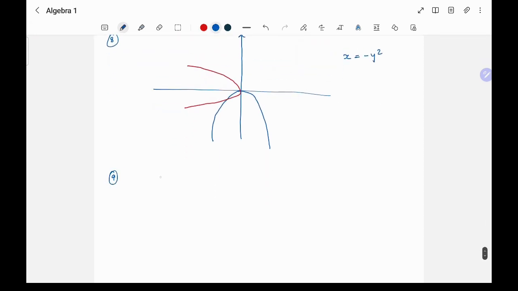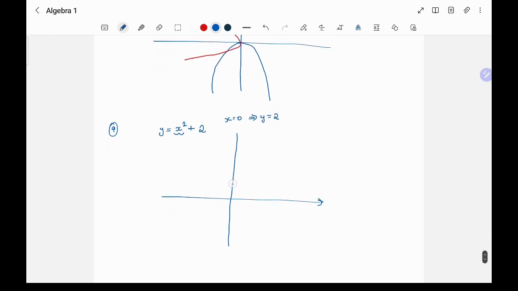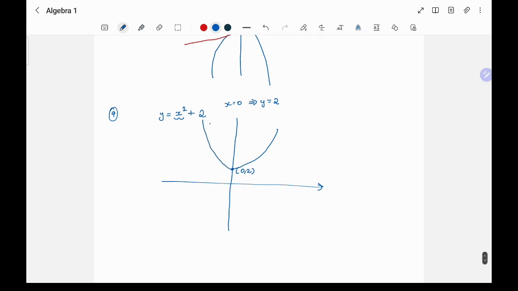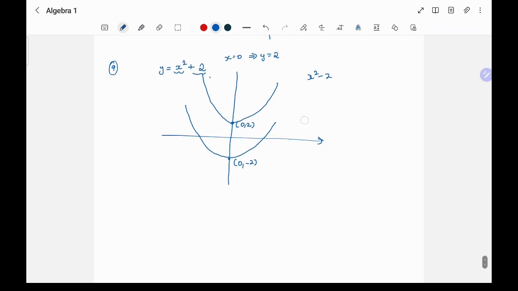Next. So y is equal to x square plus some constant, let's say 2. So for this, the shape remains same because the dependence is still x square. But if you see at x equal to 0, y equal to 2. So this curve just shifts up. So it starts from here. So if x square minus 2, then it shifts down, right? It starts from this point, 0, minus 2. Right? So this is shifting along the y-axis if you add a constant.